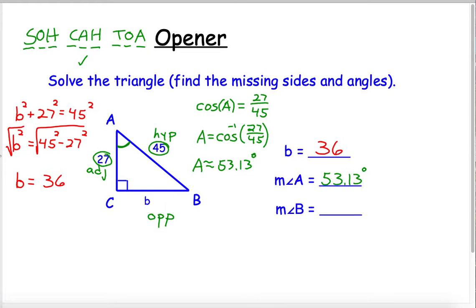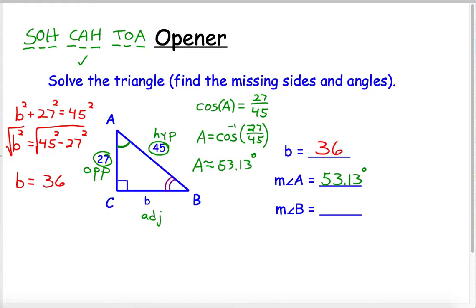We can do the same procedure to find angle B, except now this would be adjacent, this would be opposite. The hypotenuse is still the same. And we could say the sine of angle B is opposite over hypotenuse. But we don't need to do all that work.